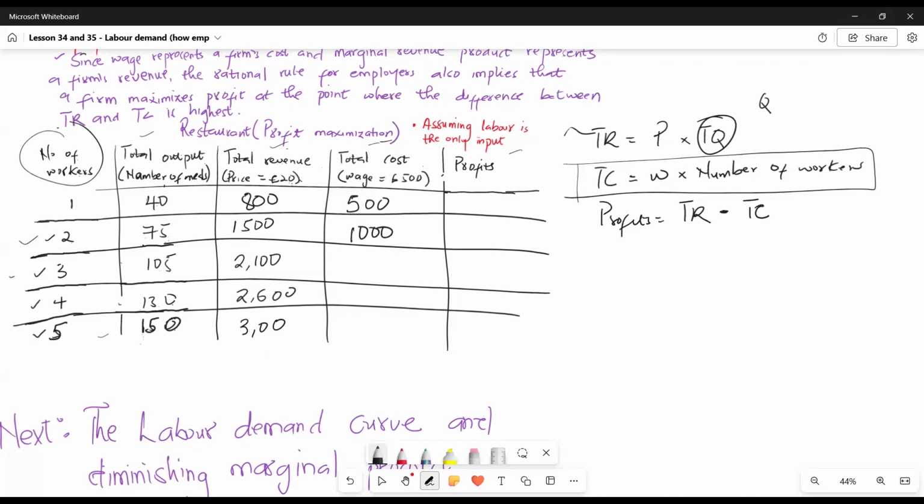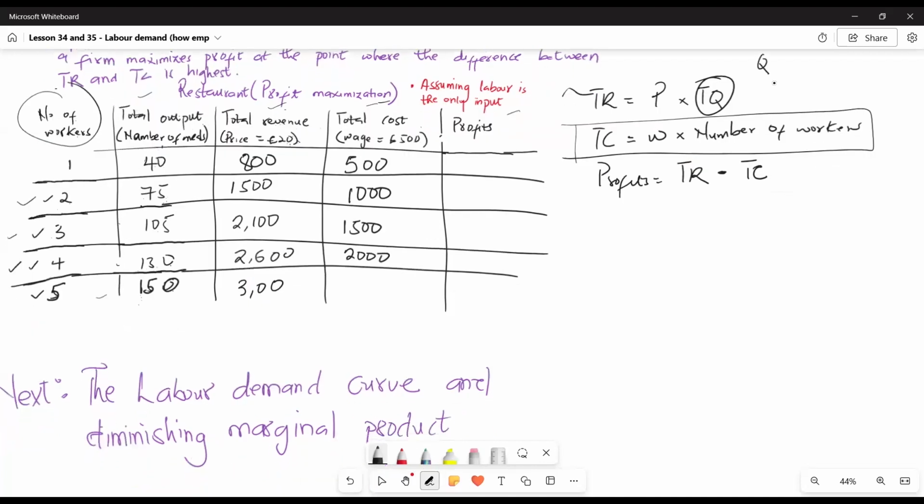When the workers increase to 3, total cost increases to 1,500, which is the number of workers, 3, times the wage per worker, which is 500. When the restaurant employed 4 workers, total cost is 500, which is the wage, times the number of workers, which is 4, which is now 2,000. Now, when the number of workers increased to 5, total cost is 5 times 500, which is 2,500.